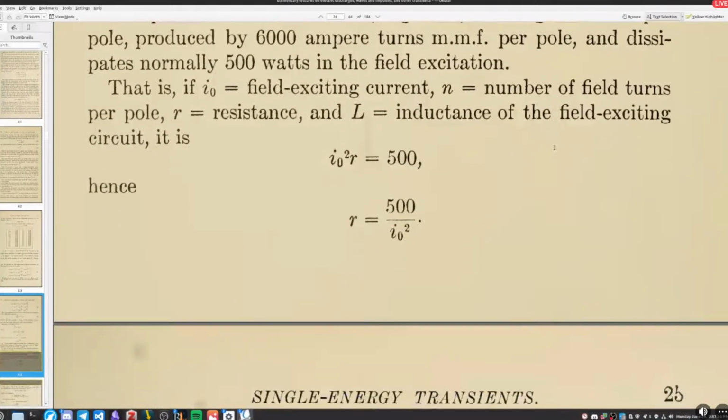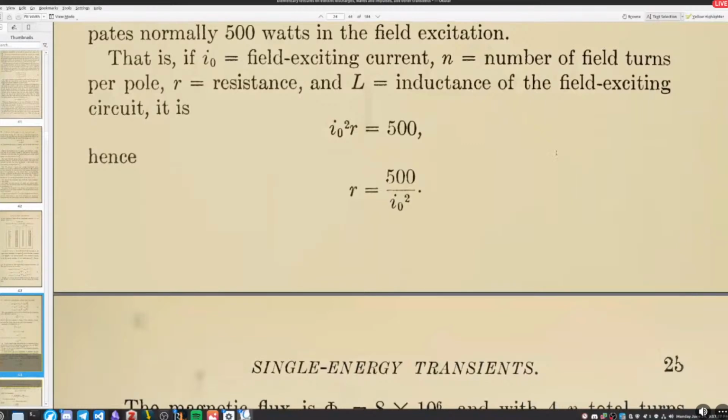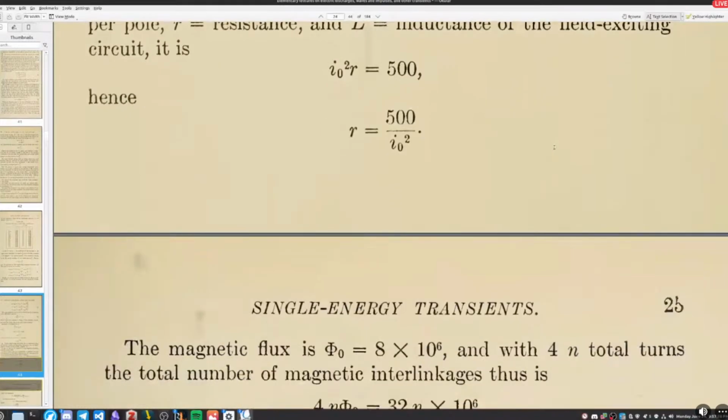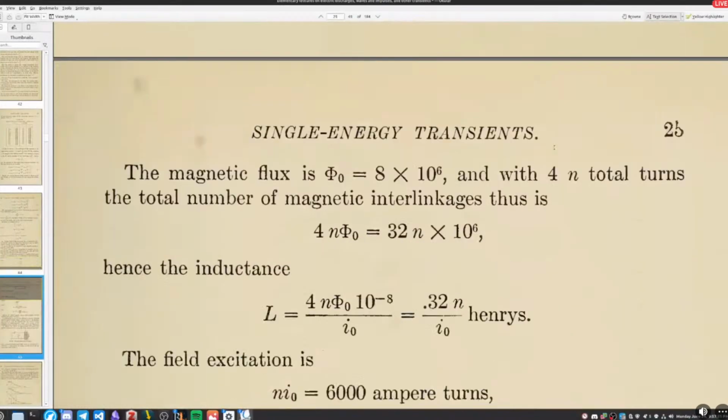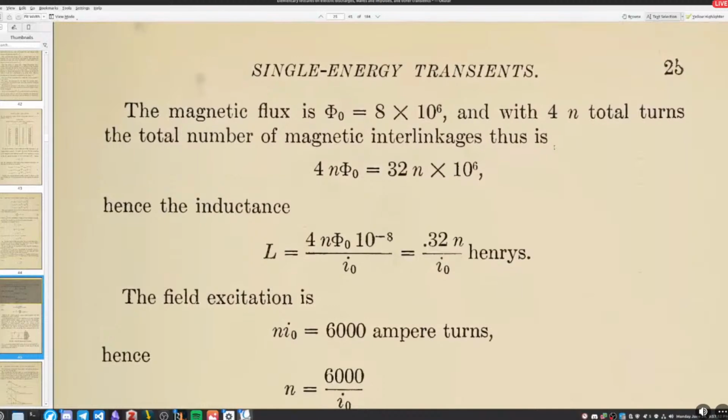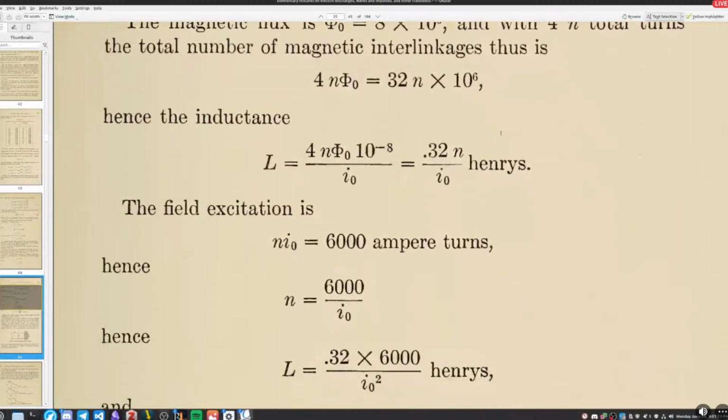I naught squared R equals 500, hence R equals 500 over I naught squared. The magnetic flux is phi naught equals 8 times 10 to the 6th. And with 4n total turns, the total number of magnetic interlinkages thus is 4n phi naught equals 32n times 10 to the 6th. Hence the inductance L.